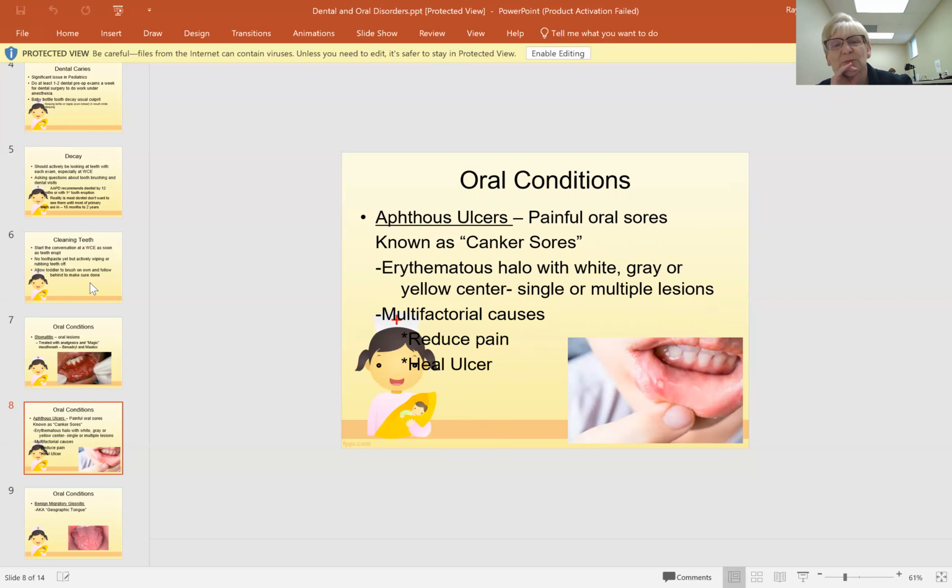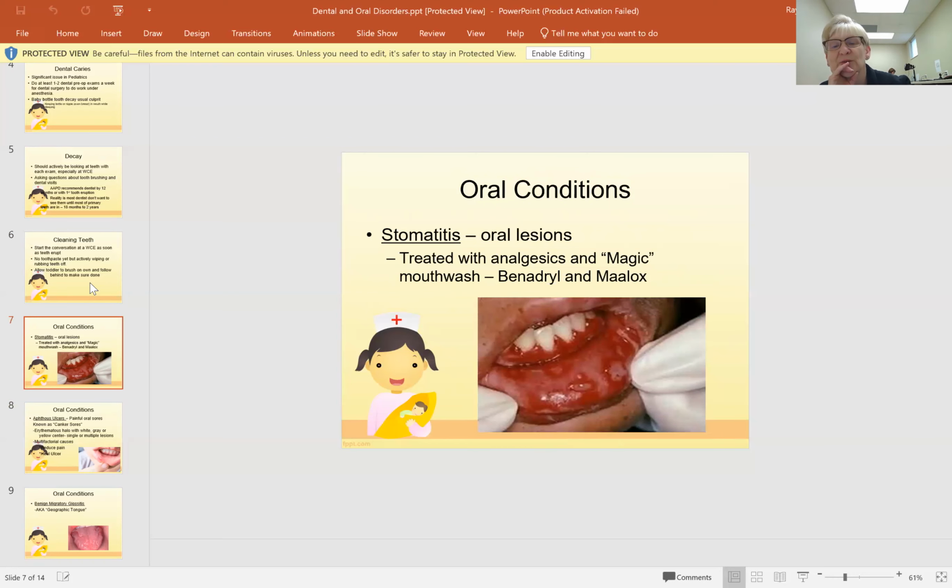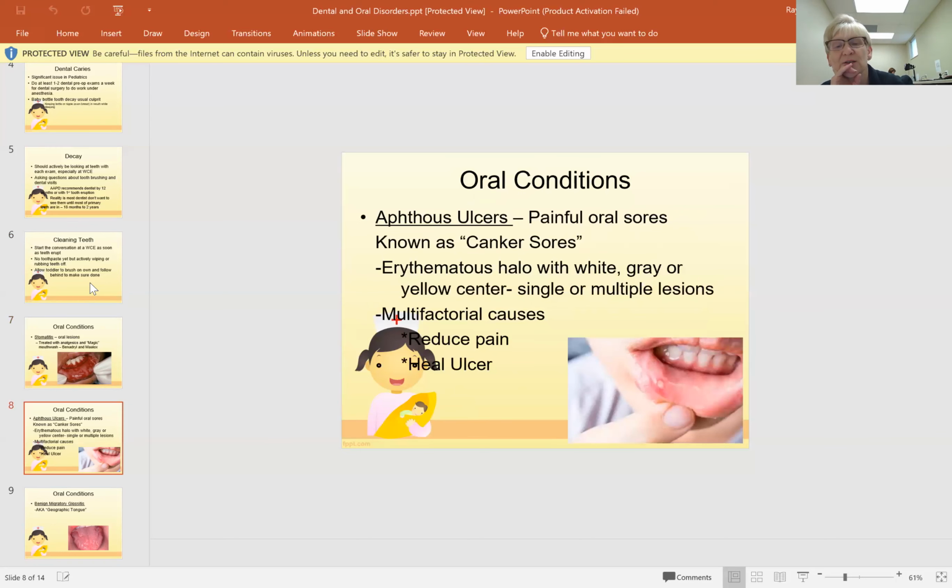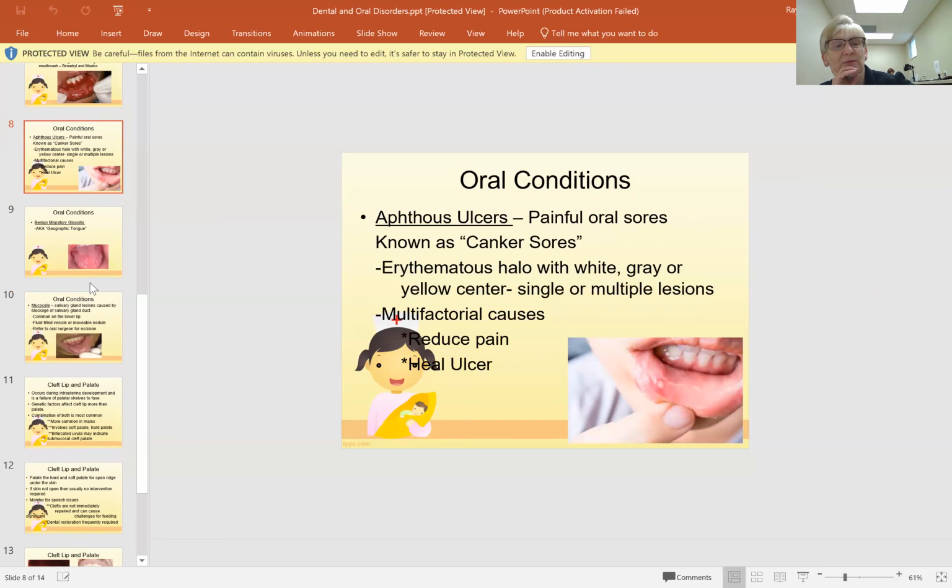Well, I said stomatitis, aphthous ulcers. You see how they've got the white halo, they're white with a gray or yellow center, and it can be one lesion or multiple. And see, that's what you've got with your stomatitis, just more of it. And see how red the gums are with the stomatitis. Your aphthous ulcers, like I said, can be either on the lip, in the buccal mucosa, or at the gum line. Again, we want to reduce the pain and heal the ulcer, and you're going to use the same things that we talked about for stomatitis.